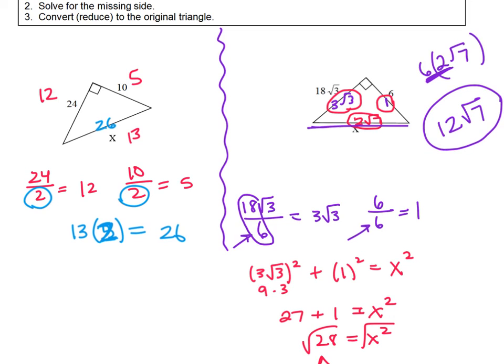So what we just did is we reduced the triangle. We did the Pythagorean theorem with easier numbers. And when we got our answer, we just had to multiply it back up so that it matched the given sides that we had. And we will have more examples of this following this video.